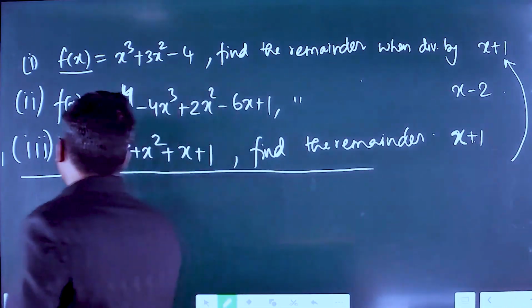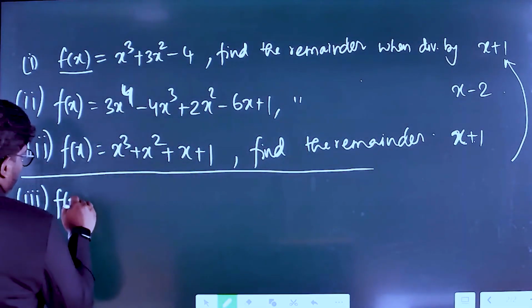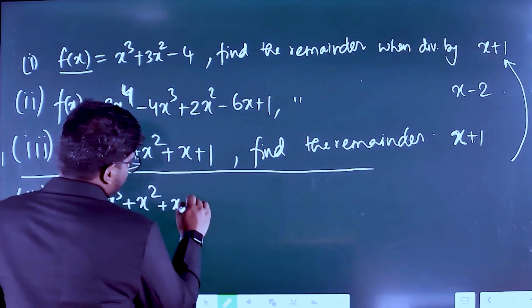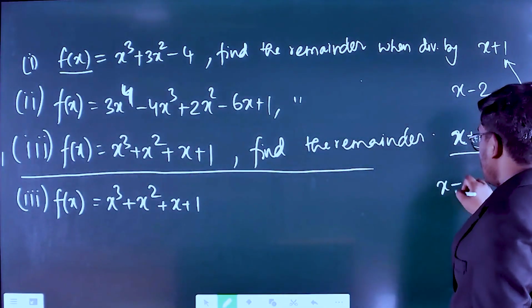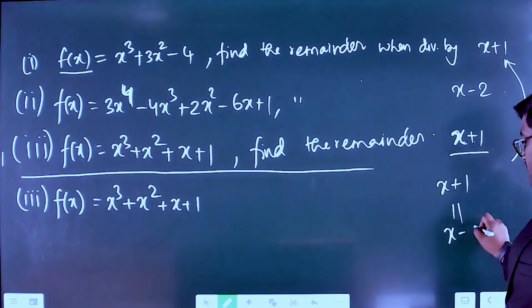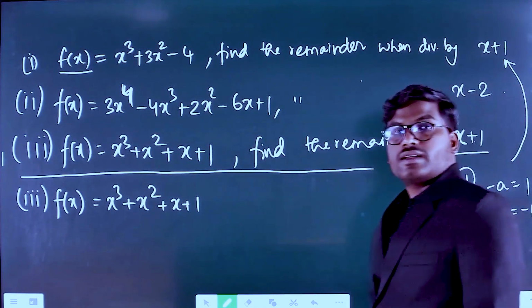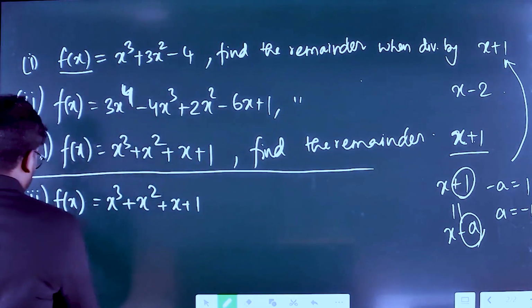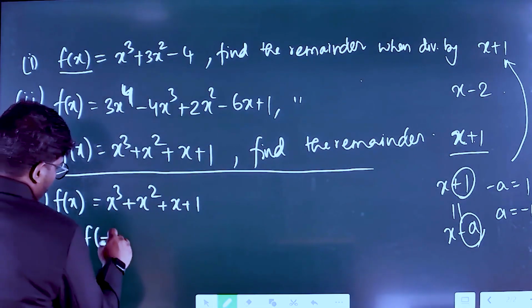Now, in the third expression, f of x is x cube plus x square plus x plus 1, and the divisor is x plus 1. So if you compare x plus 1 with x minus a, you'll understand minus a is equal to 1. So a is equal to minus 1, right? Since a is equal to minus 1, we need to substitute minus 1 here. So f of a will be f of minus 1.